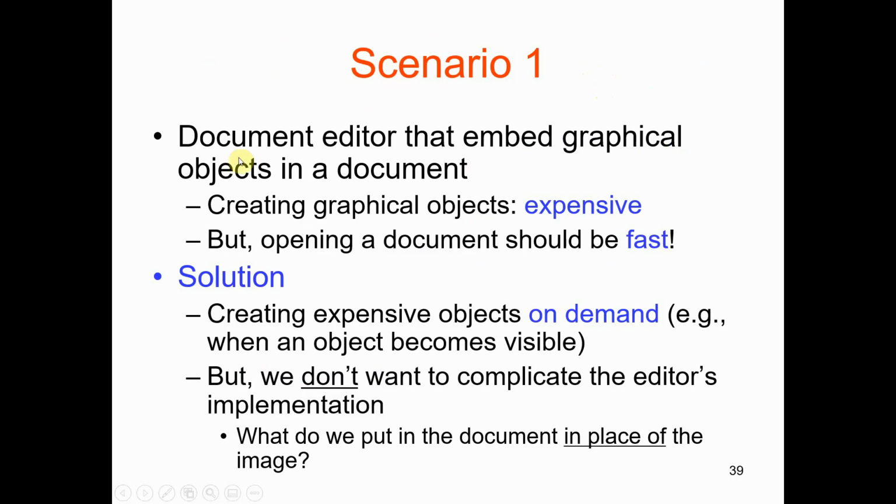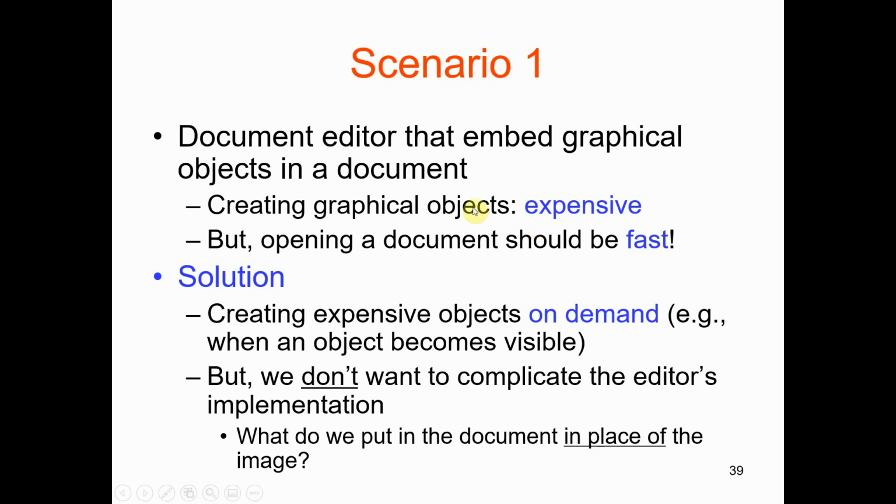Let's look at one concrete example here. Suppose we have a document editor that embeds a graphic object in a document. So think about a Microsoft Word document. If the Word document contains a lot of graphics or pictures, this will make the size of the document very big. So we know that creating the graphic object is quite expensive. It's not like the text. Text is very easy. We just need very little memory.